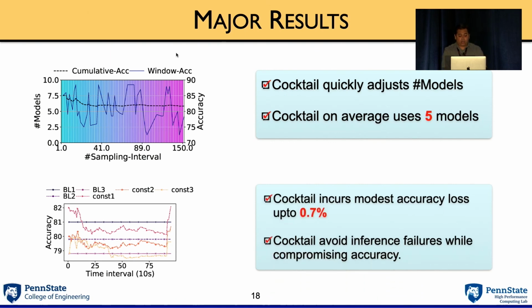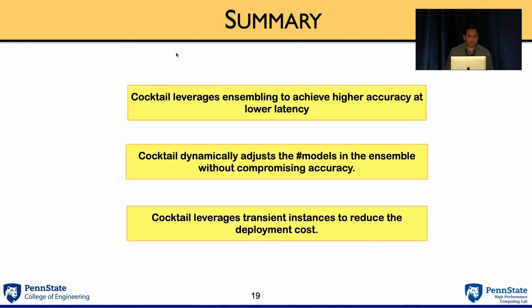On top of that, at times when some of the instances are taken out, we incur minimum accuracy loss. At worst case, we have actually suffered a 0.7% accuracy loss. We typically compromise accuracy at times, but we try to bring it back as soon as possible whenever we have another instance available. Summarizing, we had 3 goals: higher accuracy, lower latency, and low cost. And we tried to deploy it.